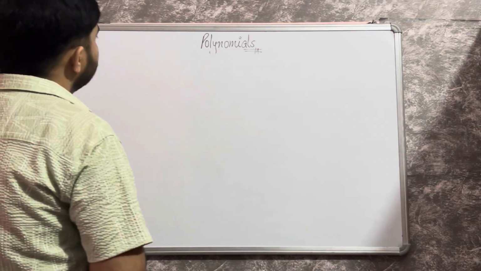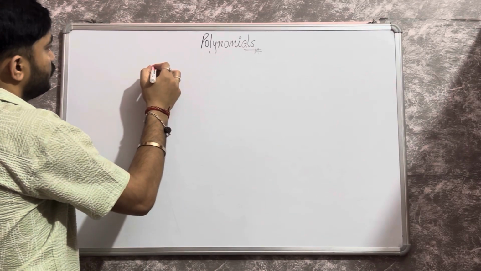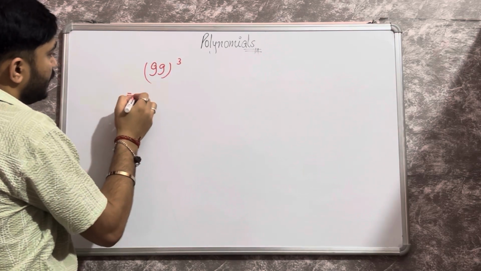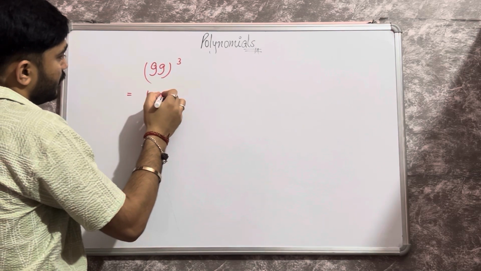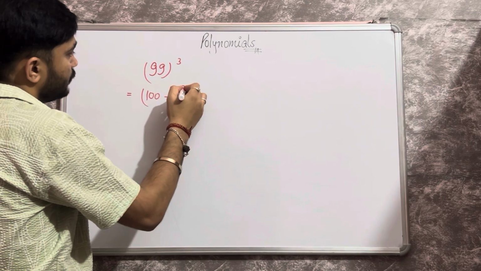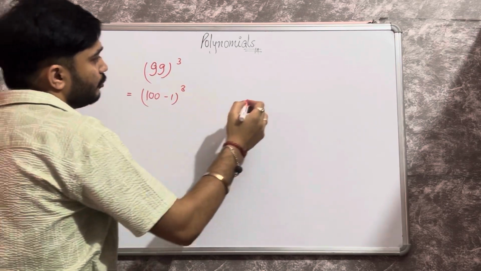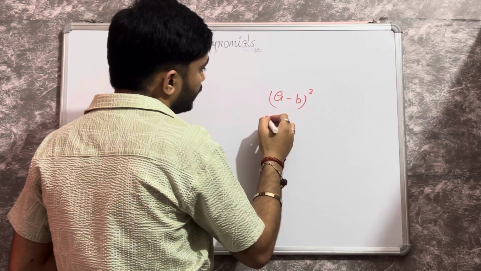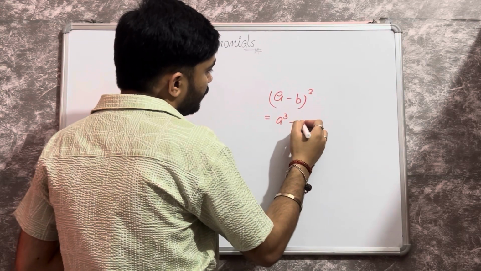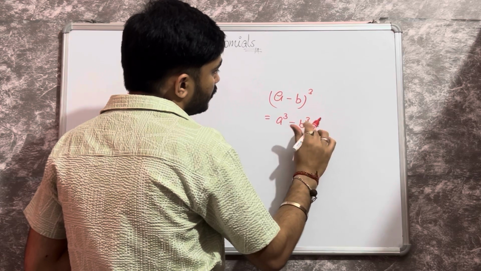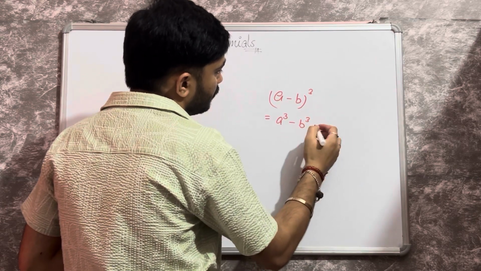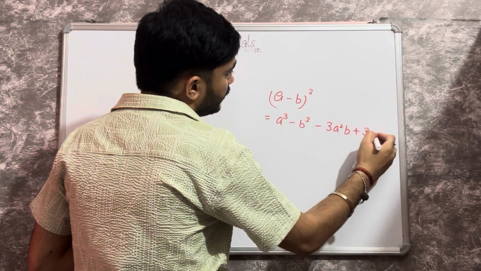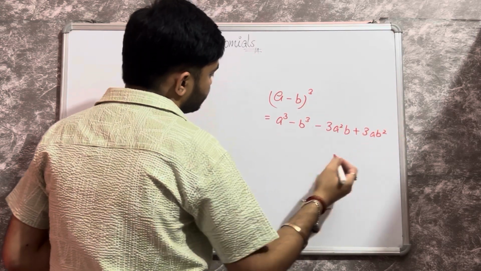Now, what if someone has asked you to find the cube of 99? Then you can write 99 as (100 minus 1) whole cube. Now you are going to apply the (a minus b) whole cube formula here. It will be a cube minus b cube minus 3a square b plus 3a b square.